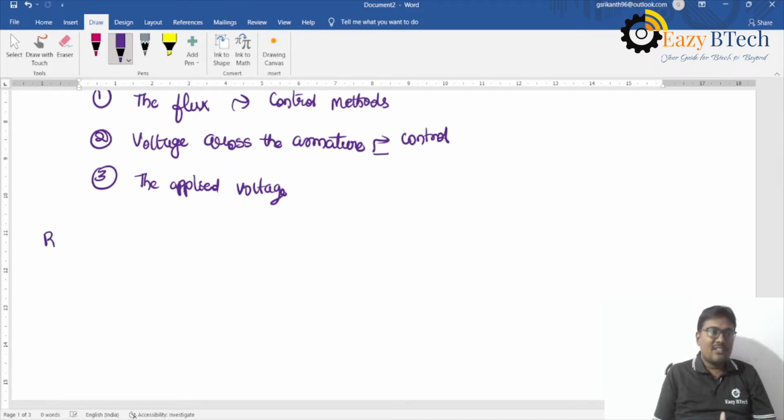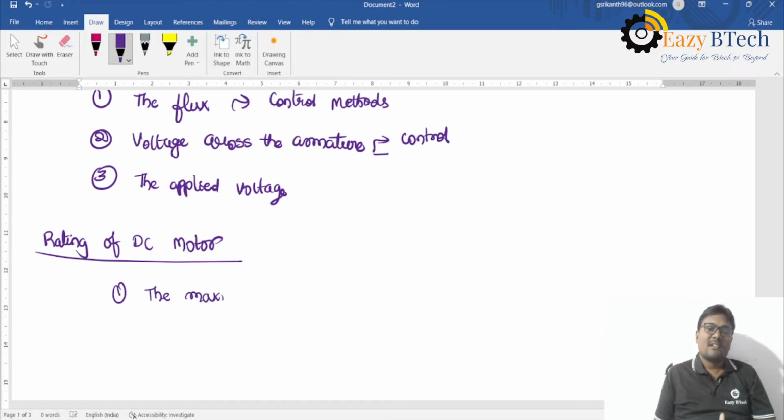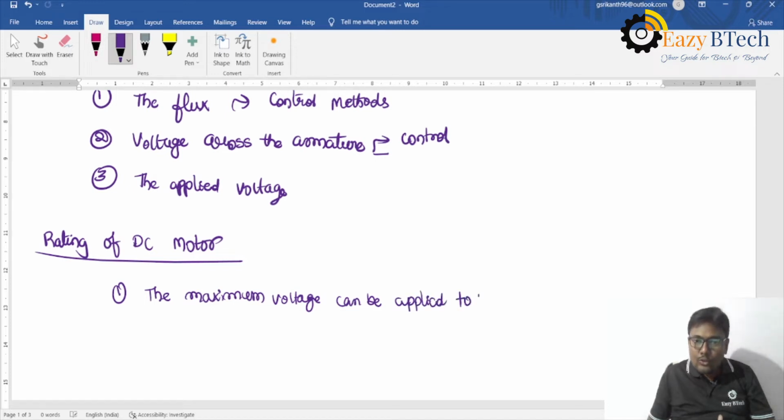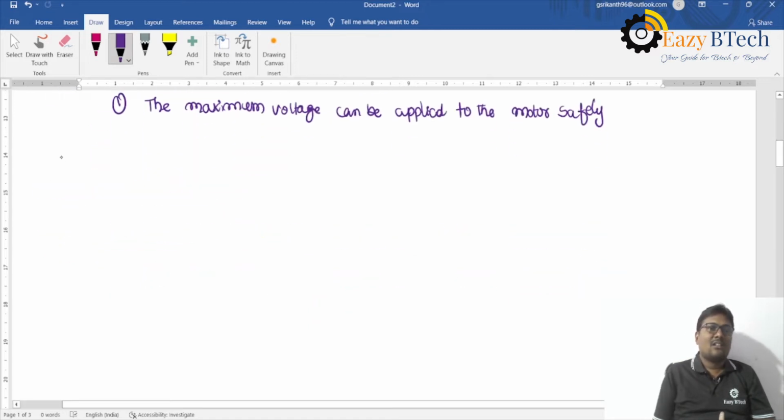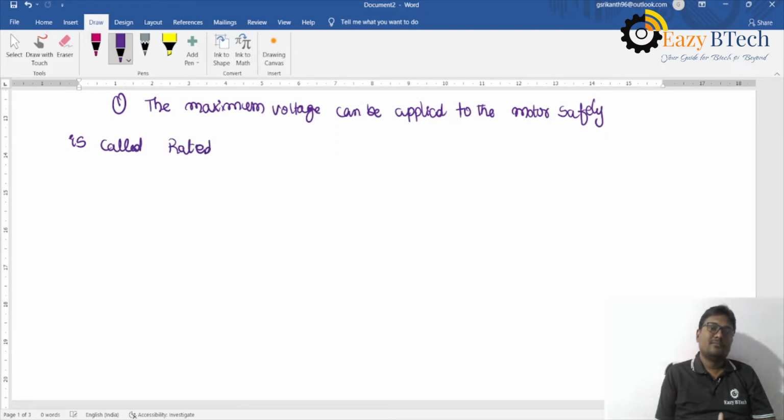The next concept is the rating of a DC motor. What is the rating of a DC motor? The first one is the maximum voltage that can be applied to the motor safely, which is called the rated voltage. That is the first one.